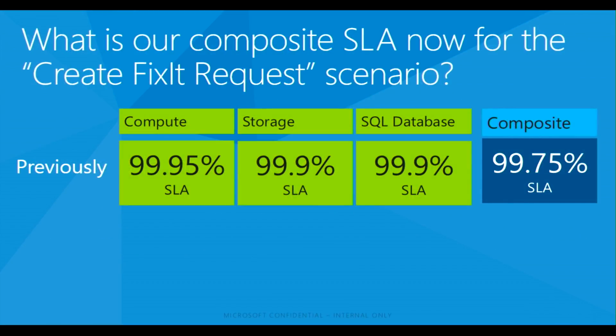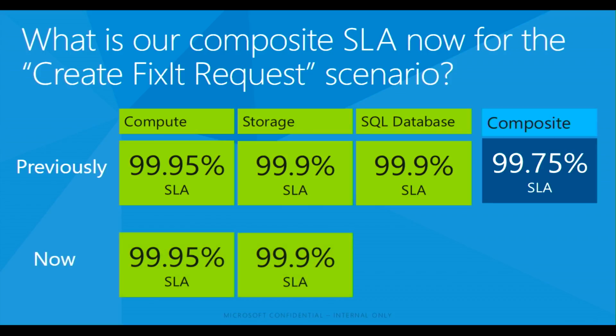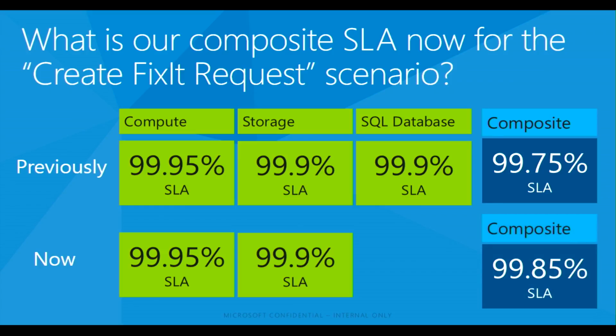And then best of all, what does this do for reliability? Previously we had 99.95, 99.9, 99.9, for a composite SLA for this create fix-it scenario of 99.75. If we introduce the queue, we now only have two dependencies, because our queue actually runs on the storage system as well, so they share the same SLA. And now, if the database is down, it doesn't matter. I can raise my composite SLA up to 99.85 just by sticking the queue in play for that fix-it scenario. So with only a couple lines of code, we've now improved it.